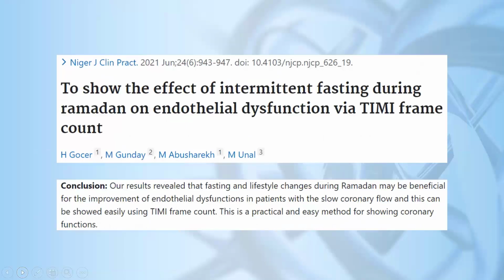This other study looked at the effect of fasting during Ramadan and specifically what its effects were on endothelial dysfunction. The conclusion of the investigators was that there was an improvement in endothelial dysfunction in those patients with slow coronary flow, and they were able to show this using the TIMI frame count.